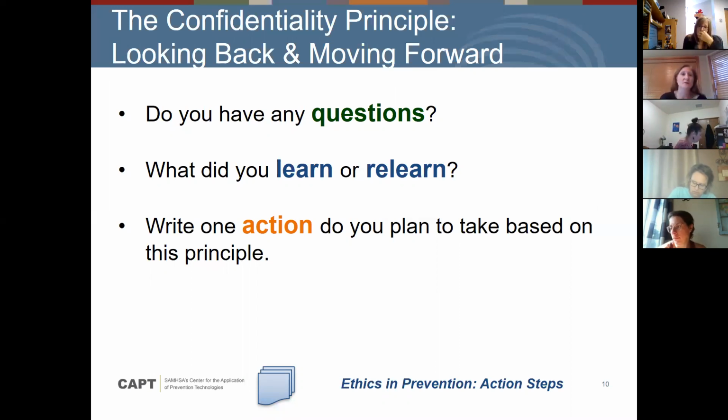I know this was a good part. I took over diversion with really no guidelines on this confidentiality piece. And so I know after I went through it, I had to go back and kind of rework some of this, making sure I was doing all the steps I needed to for confidentiality and the release of information. So it was a good reminder for me, and I learned some things that I needed to take back for that. So anybody want to share something that you learned or relearned, or one action step that you're going to take based on this principle?